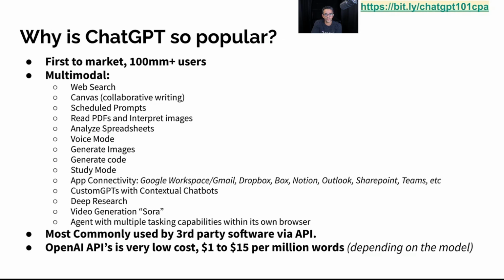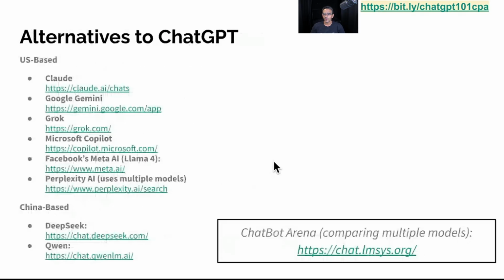It costs anywhere between $1 and $15 per million words. So you get a lot of power for very little cost. So third-party app developers or software companies can add AI without having to develop it. They can just connect to OpenAI's engine. So that's the reason.